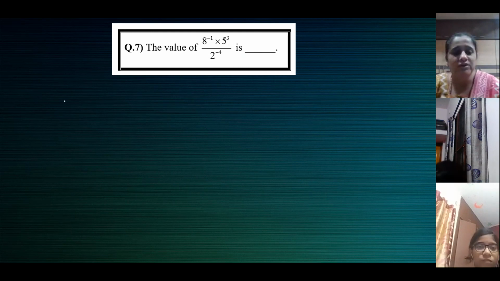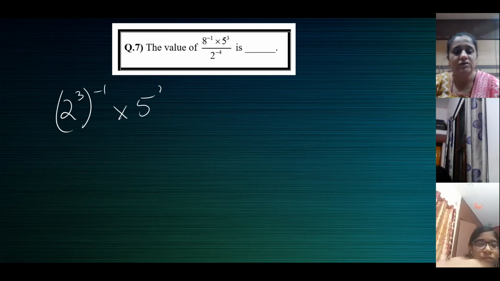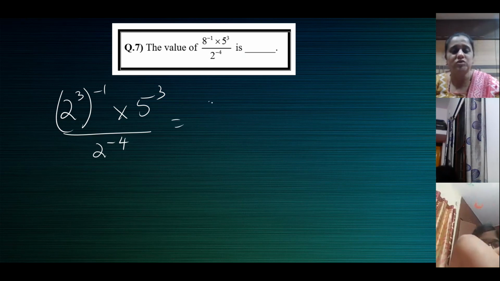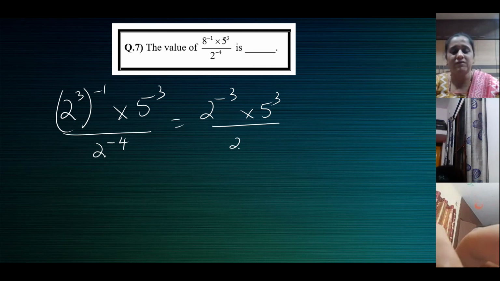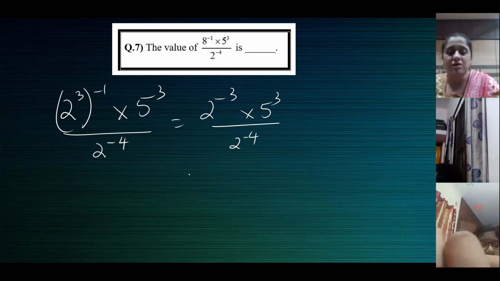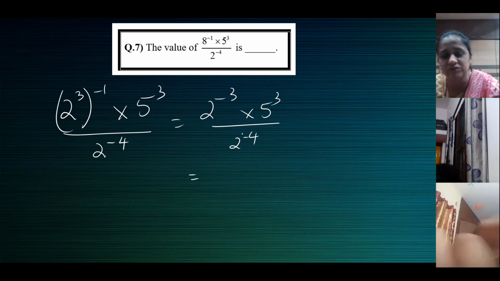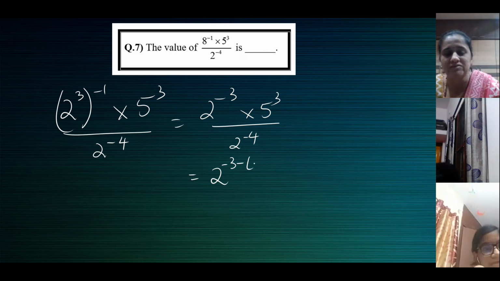Else you can write 8 as 2 to the power 3, the whole power minus 1, into 5 cubed divided by 2 to the power minus 4. Next step, 2 to the power minus 3 into 5 cubed divided by 2 to the power minus 4. So now it's division. Bases are same, 2, 2, and it's division. So we need to subtract the powers. 2 to the power minus 3 minus minus 4. You need to subtract the powers into 5 cubed.